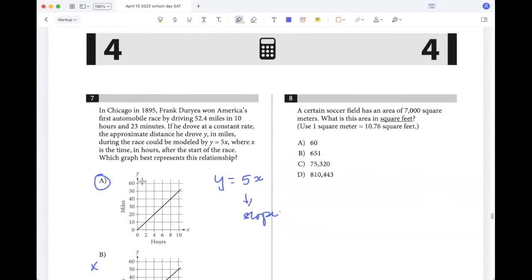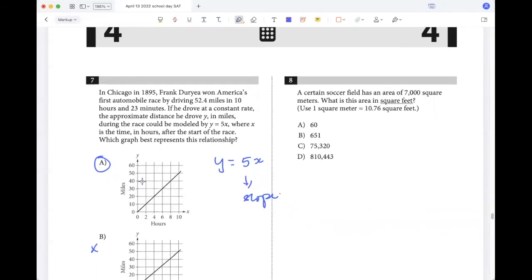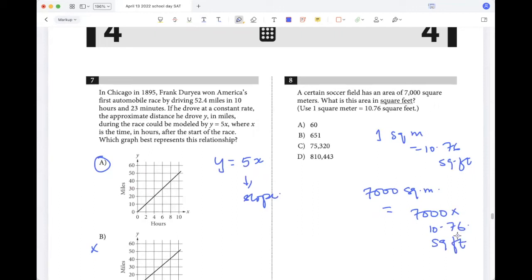A certain soccer field has an area of 7,000 square meters. What is the area in square feet? So 1 square meter is 10.76 square feet. So 7,000 square meters will be 7,000 into 10.76 square feet, right? So let's plug that in. It will actually be something close to 70,000. So the best answer would be option C.